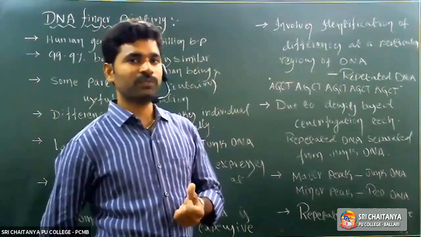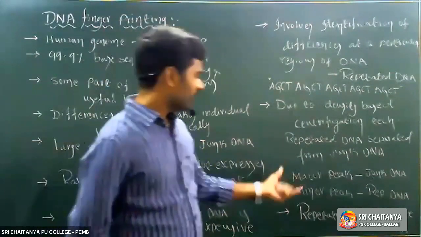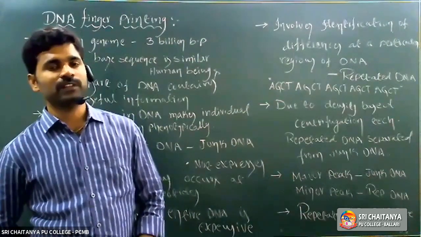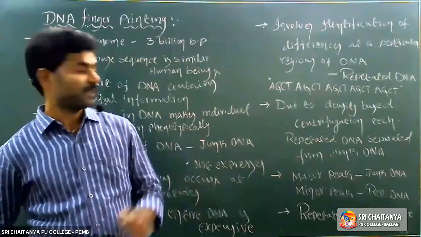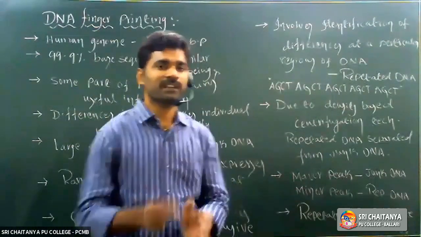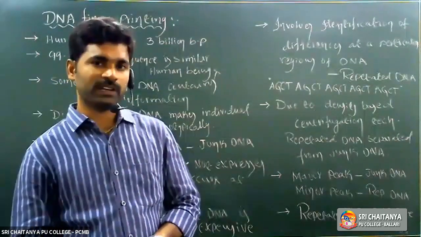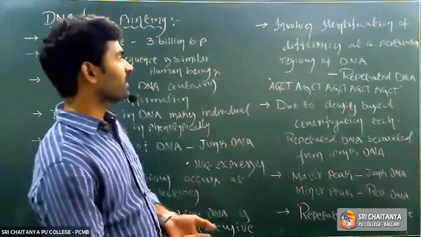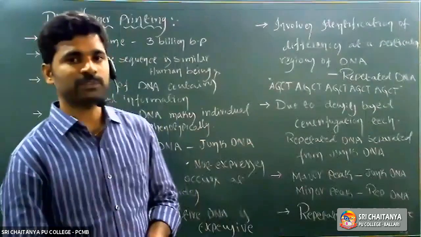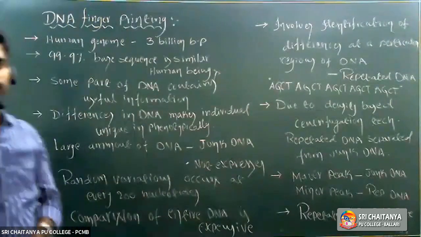In first year also we introduced it, right? So what is satellite DNA? That repeated DNA is nothing but satellite DNA or heterochromatin material. What are satellite DNAs? How many types of satellite DNAs are there? Where exactly are they located? And what is the process of DNA fingerprinting? What are the advantages of DNA fingerprinting? That information we'll see in the next class. This is just a brief introduction related to DNA fingerprinting.